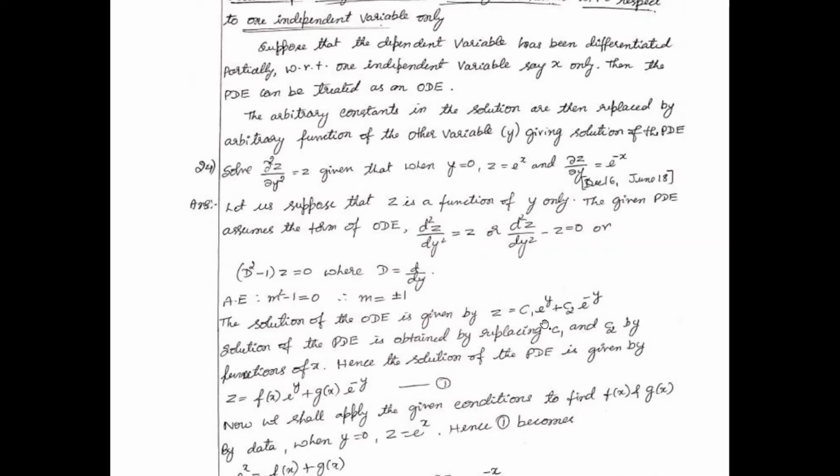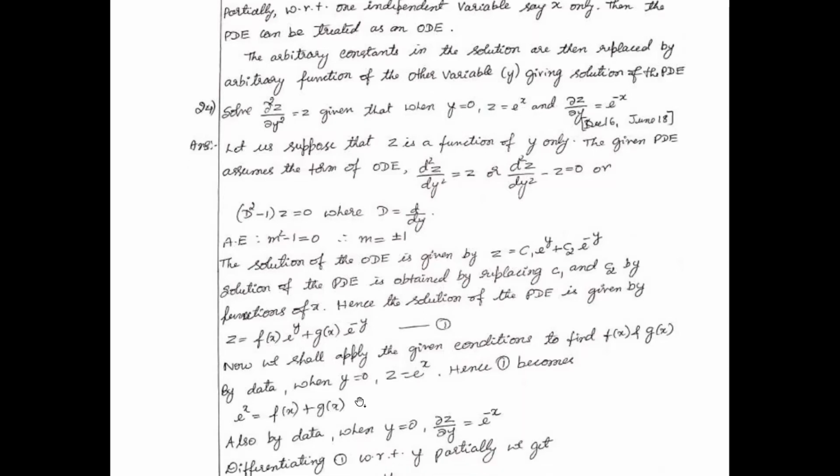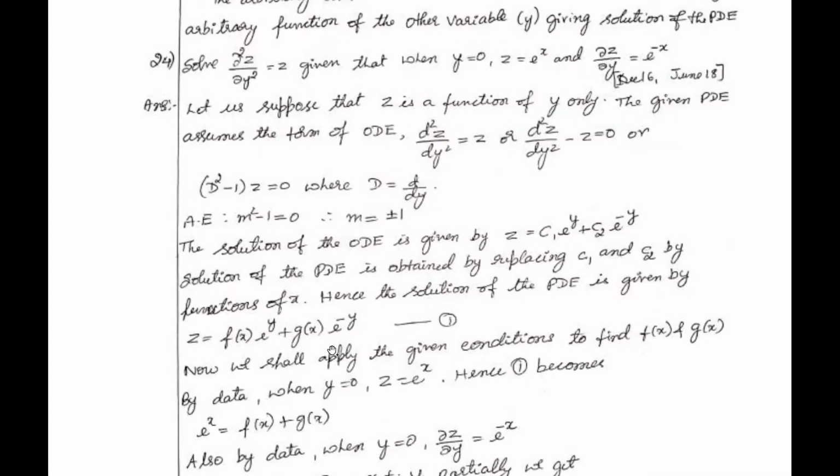So if you want a solution of a partial differential equation, we have to replace c1 and c2 by functions of x. So here the solution of the partial differential equation is given by z equal to f of x into e power y plus g of x into e power minus y, because x is treated as a constant over here. Let's take this as 1.